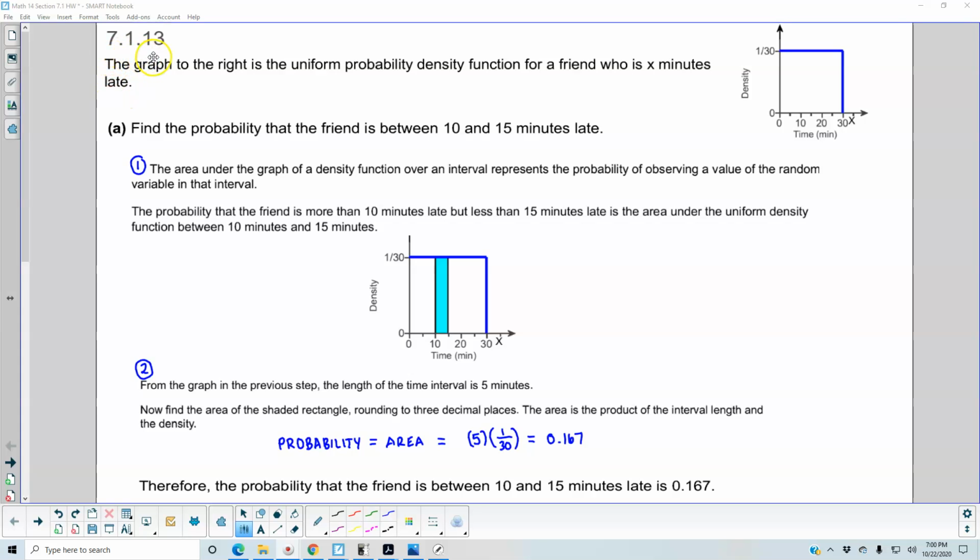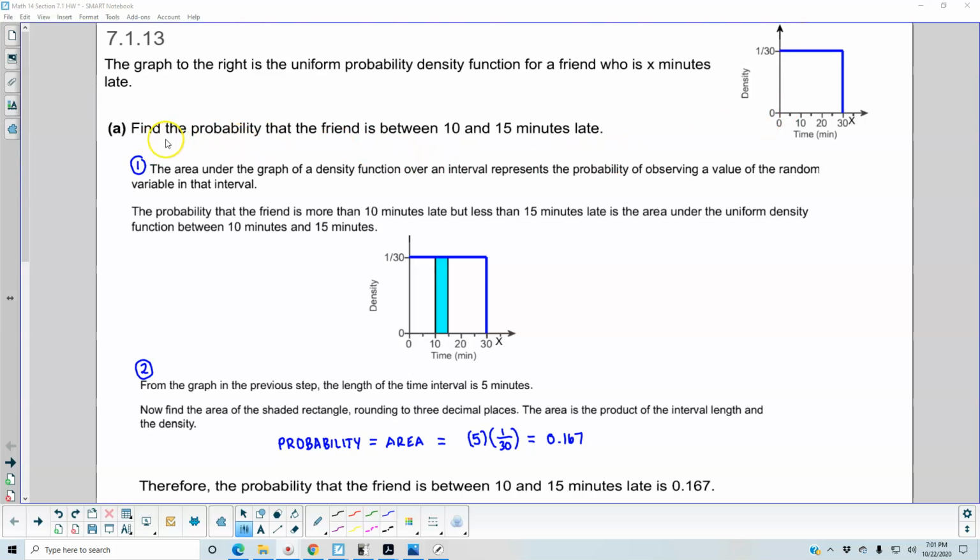Section 7.1.13. The graph to the right is the uniform probability density function for a friend who is X minutes late. Down here on the horizontal axis, we have time in minutes, which is the X minutes. And we can see here that the 1/30 represents the width.